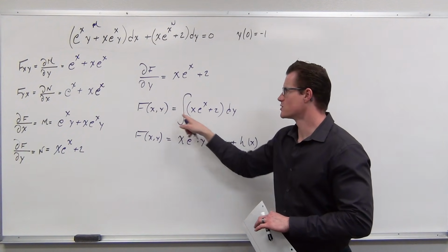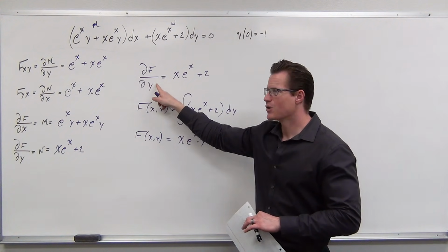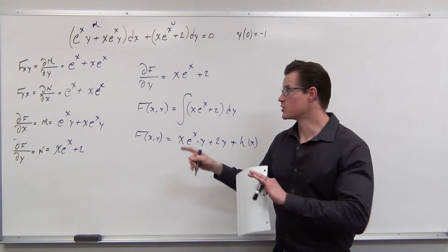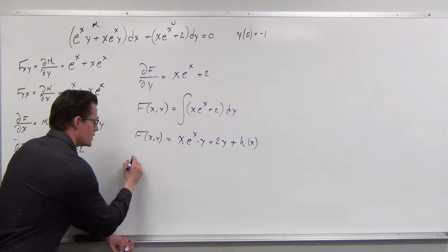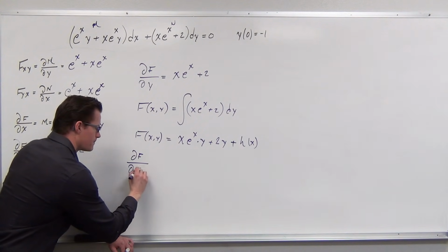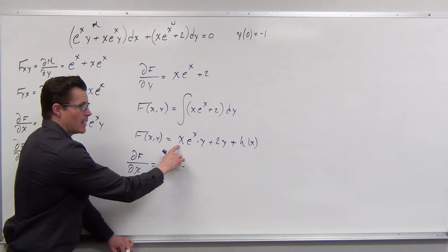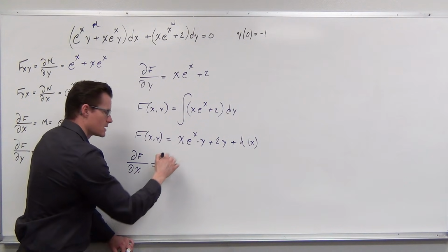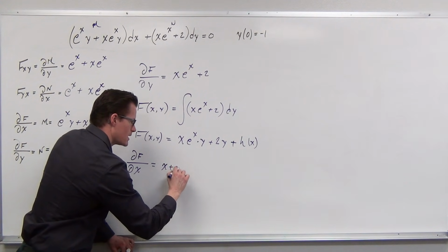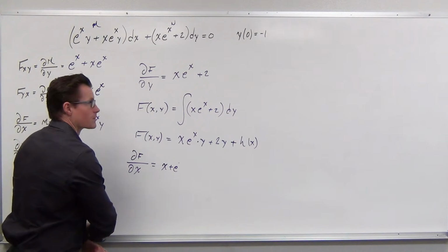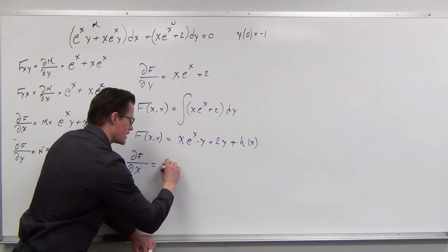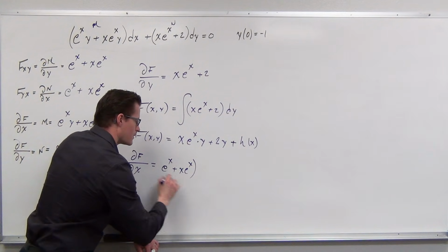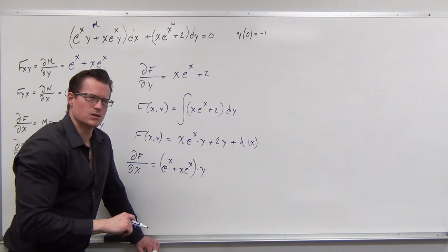Because we integrated with respect to y, undoing the partial with respect to y, we haven't really considered the partial with respect to x yet. Let's do that. Let's find the partial with respect to the variable you didn't just integrate. So the partial of f with respect to x is, well, now we are going to have this product rule. So with respect to x, this is going to give us x plus e to the x. Did that wrong. It's going to give us e to the x plus x e to the x, times y. That's a big deal.